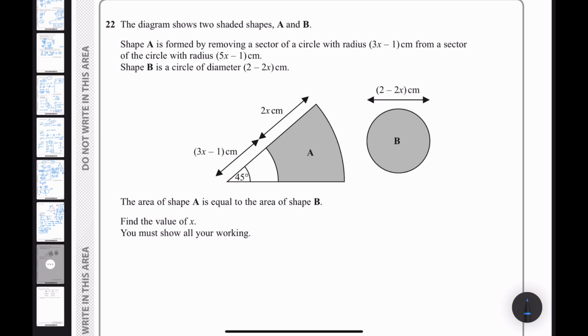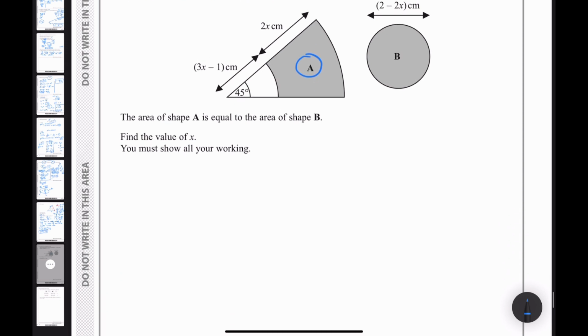So these two shaded areas are equal to each other, and we have to work out the value of x. First of all, we have to work out the area of shape A in terms of x. Then we'll work out the area of shape B in terms of x, and then we'll put them equal to each other, and from there we'll work out the value of x. So for example, this is a sector.